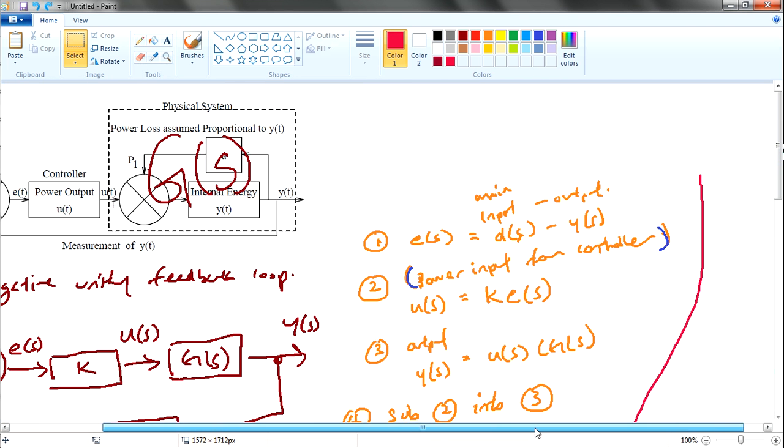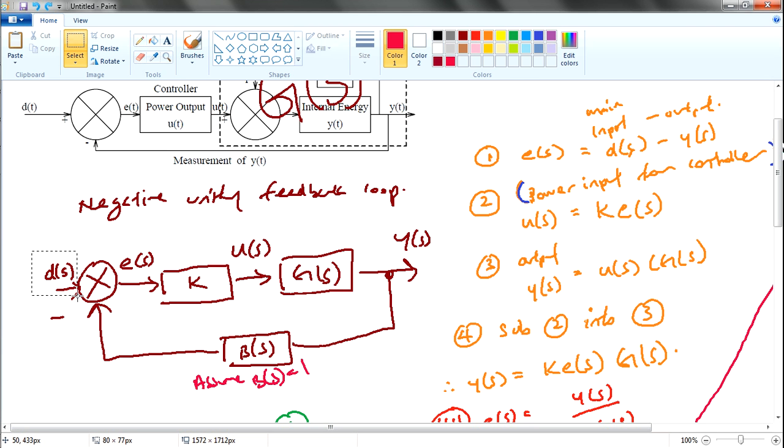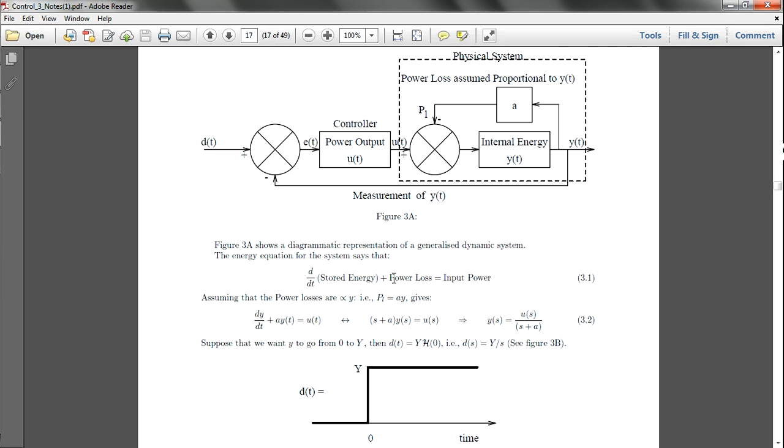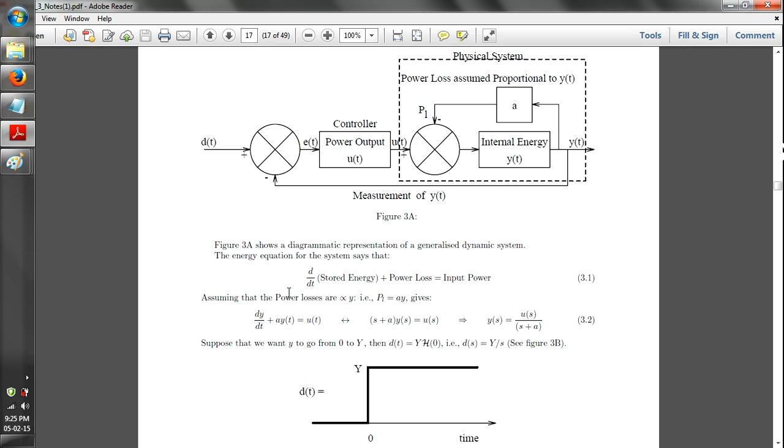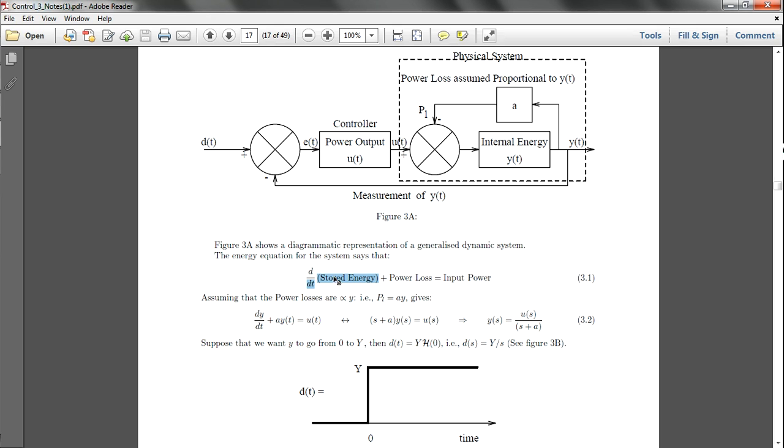So therefore, let's start. As you know, E(s) is equal to the main input minus the output. So you can find whatever power losses that you are talking about. E(s) is the power losses, you would say. If you remember last video, power losses plus whatever change in the internal energy equals the input power. So in other words, this whole thing is actually the output.